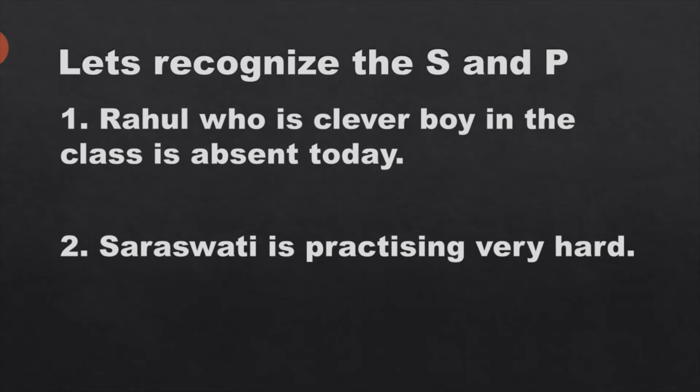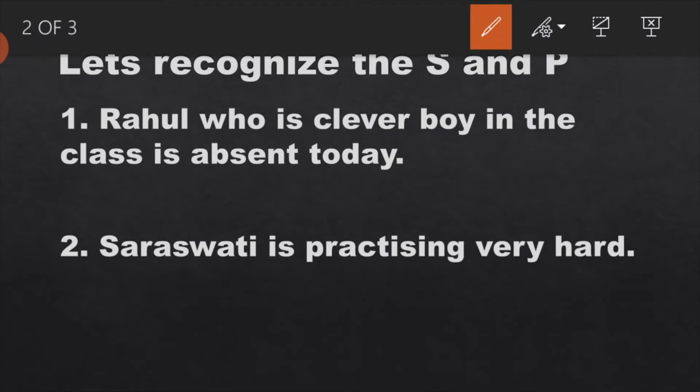Let's recognize the subject and predicate in these two sentences. Before going to recognize, I already told you how to recognize subject and predicate. How? So ask the question by who, you will get the subject. Once we get the subject, then the rest part of the sentence will be the predicate. So let's find out first the subject, by asking this wh word, who. Okay, so let's ask this question.